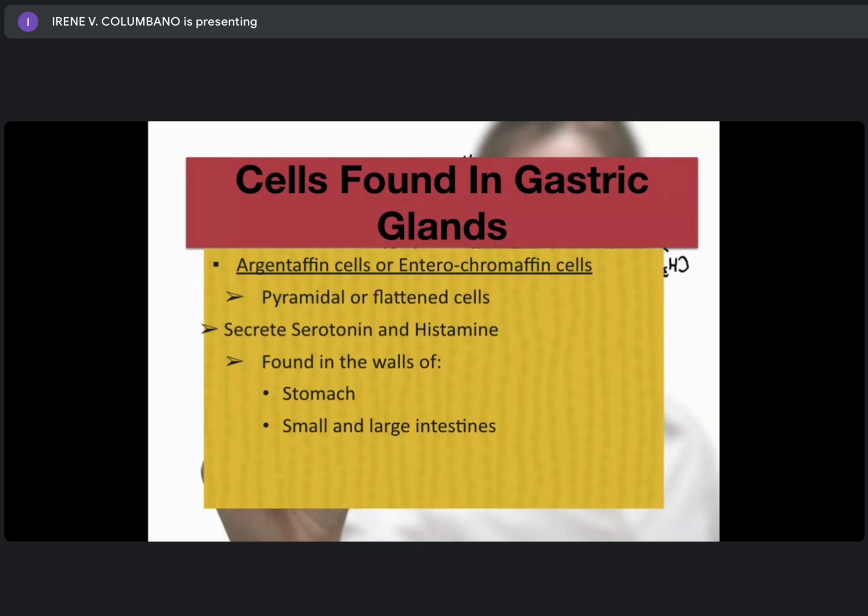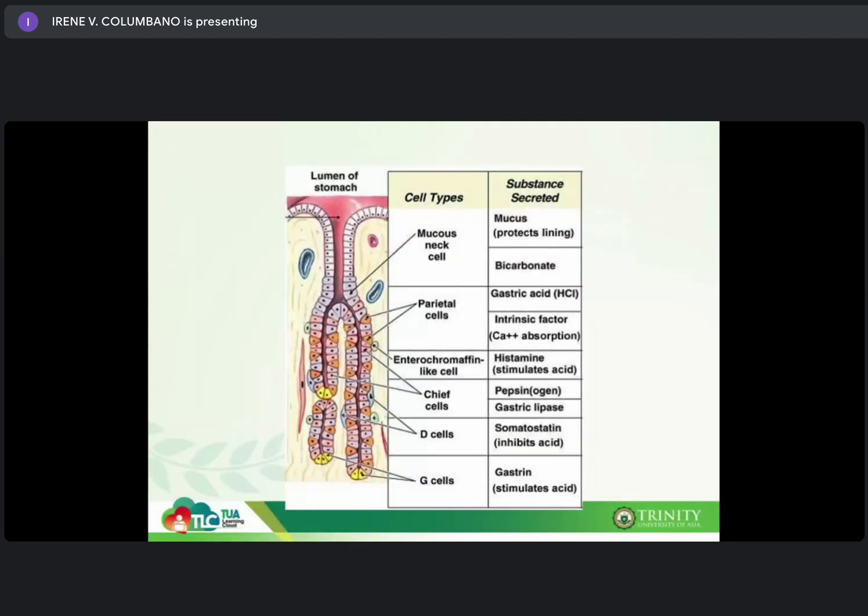Your argentaffin cells or enterochromaffin cells, no? So they are the one responsible for secreting serotonin and histamine. So found in the walls of the stomach and the small and large intestine. So remember, ito meron din sa book nito, no?